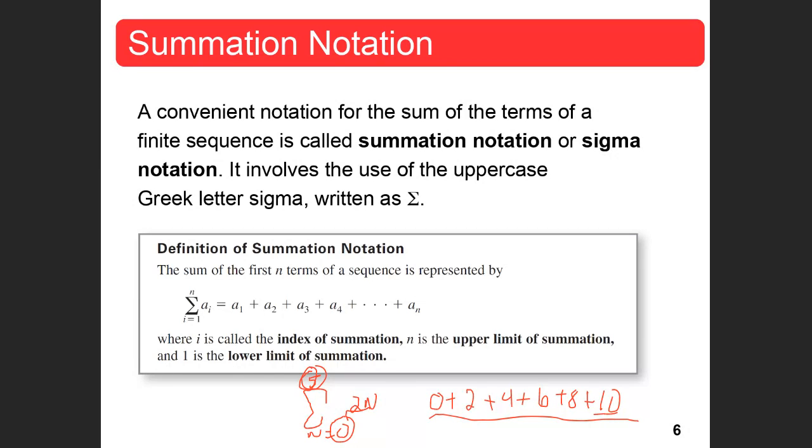Now, if I had a problem like this, if I had the sum of n equals 3 to 4 of 2n, well, then you put 3 in here. 2 times 3 is 6, plus, and then I put 4 in there. 2 times 4 is 8. Then I stop. I would just add these two numbers together. Boom, done. So that is summation notation.